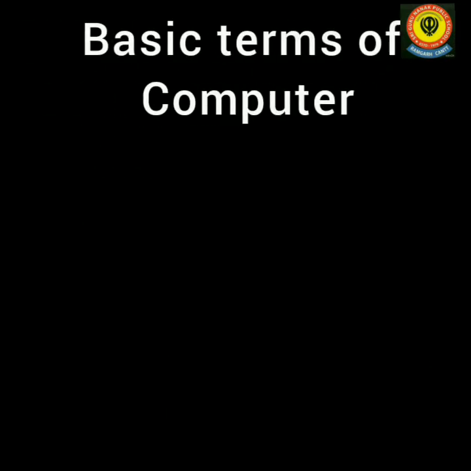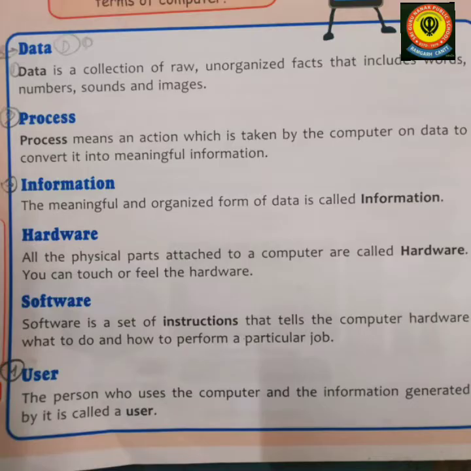Before moving ahead, you should understand some basic terms of computer. What are the basic terms of computer? The first are data, process, information, hardware, software, users. So first is data. What is data? Data is a collection of raw, unorganized facts that includes words, numbers, sounds or images. Process. A process means an action which is taken by a computer on data to convert it into meaningful information. Second, what is information? The meaningful or organized form of data is called information.